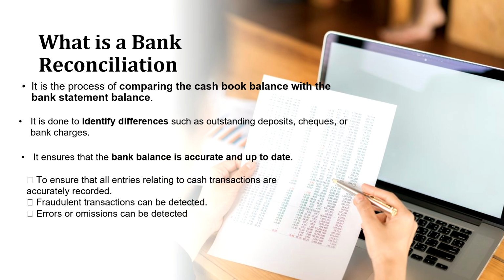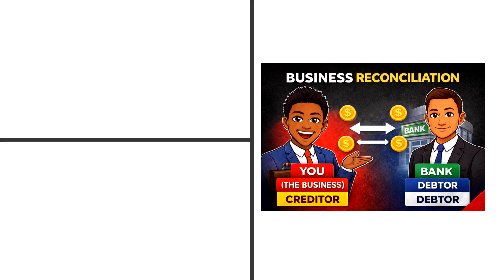So there are different reasons why we actually prepare a bank reconciliation. One of those reasons is to ensure that all entries relating to cash transactions are accurately recorded. It also helps us detect any fraudulent transactions or any errors or omissions we or the bank might have made when recording transactions. When doing a bank reconciliation, there are usually two parties involved.